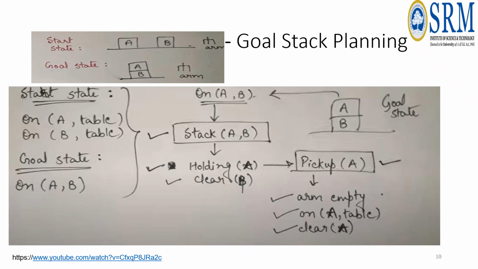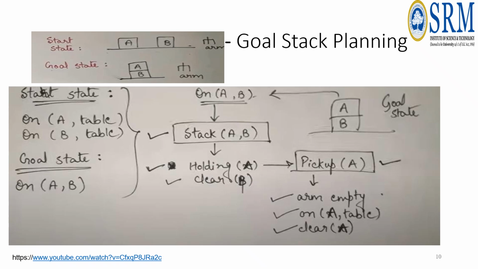Our ultimate goal is to reach the destination with A and B. B is already on the surface, so we pick A with the robotic arm and place it on top of B. While doing so, we are holding A, with pickup of A. Once B is already placed on the surface of the table, we keep A on top of B.